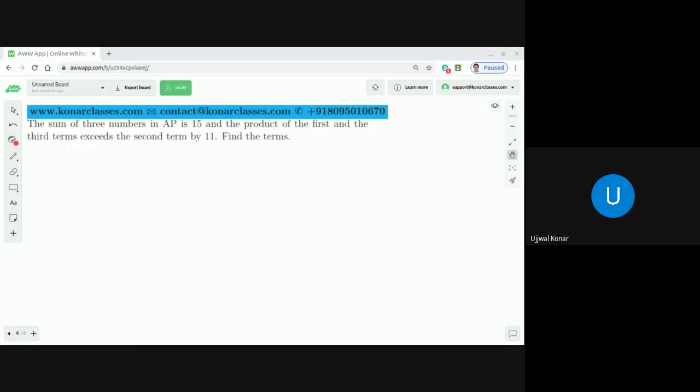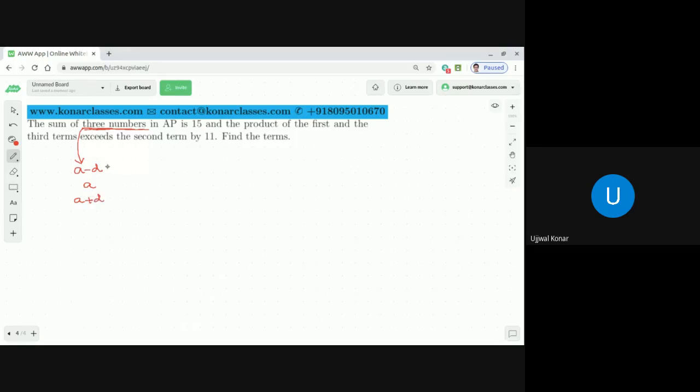So let me solve it in case some of you are not getting it. Let me solve it for you, dear students. If you recall from the theory, we always assume the three terms as mentioned. So these three terms, let the three terms be a minus d, a, and a plus d. I hope all of you got this.